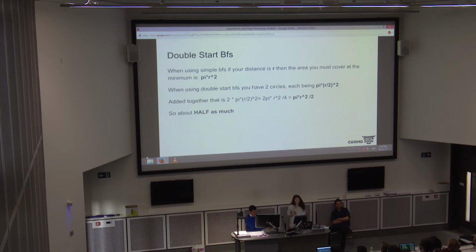Now, a more optimized way to do a BFS in a maze or in a graph is to start from both the start point and the end point at the same time. When you're using a single BFS, the area you're searching is pi r squared. When you're using double star BFS, you have two circles starting from both points at the same time, each being pi (r over 2) squared. Added together, that would be half as much as doing one single BFS.